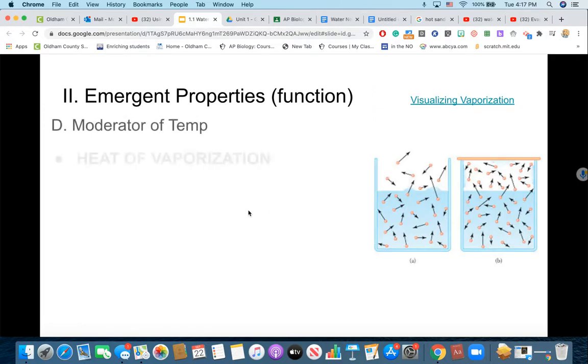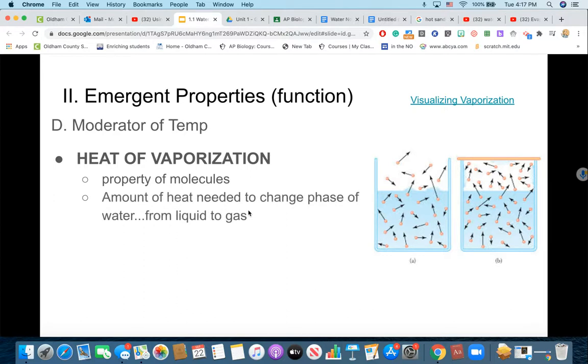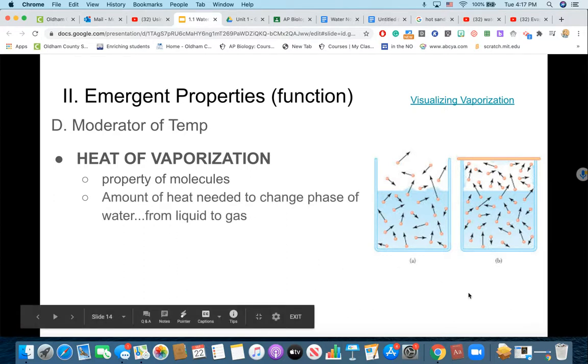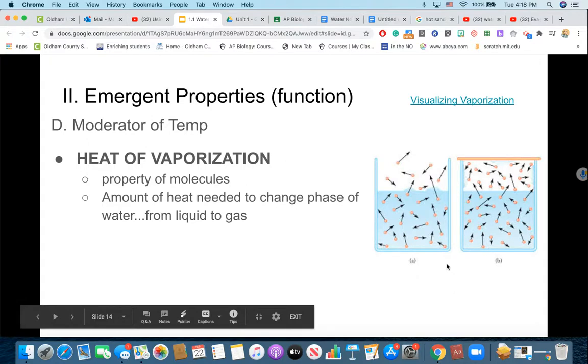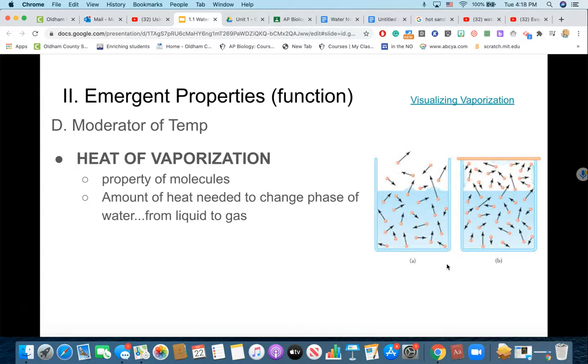Water also has something called heat of vaporization. This is another property that lots of molecules have, but essentially, this is how much heat is needed to change the phase of water or a substance from a liquid form to a gas form. So that is the process of vaporization. How much energy do we need to change liquid water into water vapors?